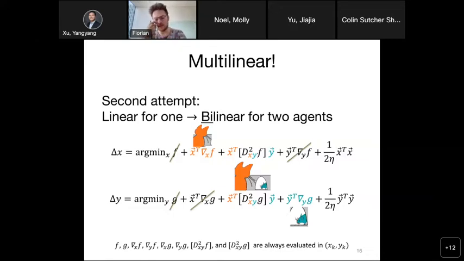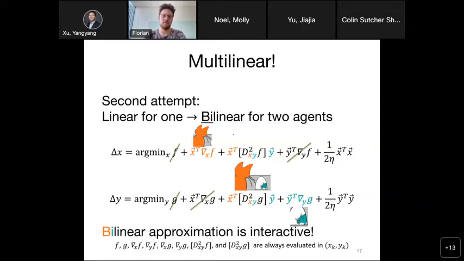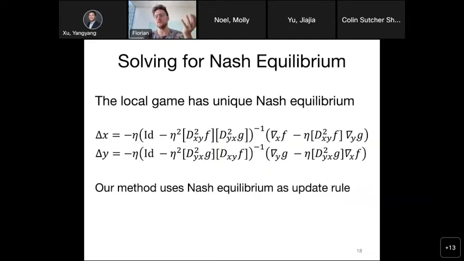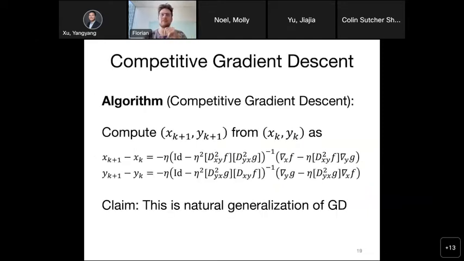This bilinear approximation is interactive in the sense that what is a good strategy in this local game for x depends on what y does, and what is a good strategy for y depends on what x does. It turns out that this game has a unique Nash equilibrium, a unique optimal solution pair that one can compute using linear algebra. We'll talk in a moment about how to do this computation, but for now there is a solution, and we can use it as an update rule. This is competitive gradient descent, and we argue that it is the natural generalization of gradient descent to multiple agents.